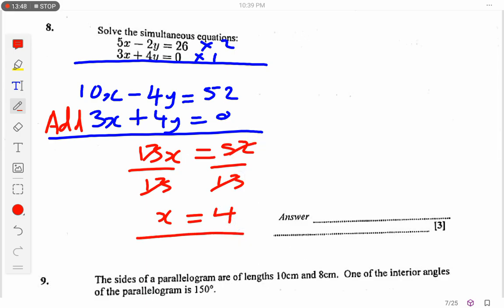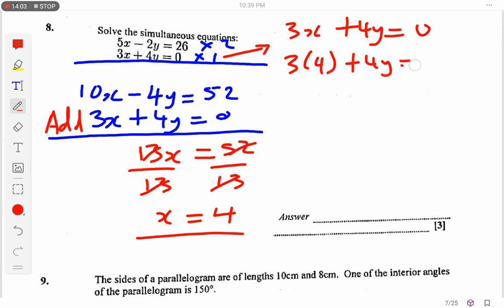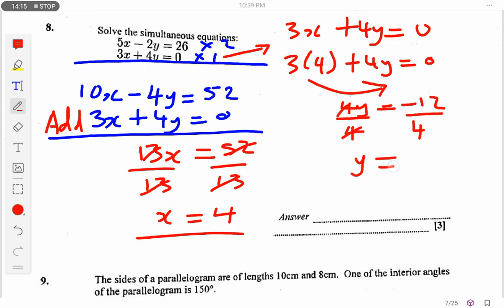Now when I have a 4 there, I can substitute into any equation. I'm going to use this equation, 3x plus 4y is equal to 0. So it's going to be 3 by 4 plus 4y is equal to 0. So this is a 12 here, so I can take it that side. So we have 4y is equal to minus 12. Divided by 4, divided by 4, my y is equal to minus 3.